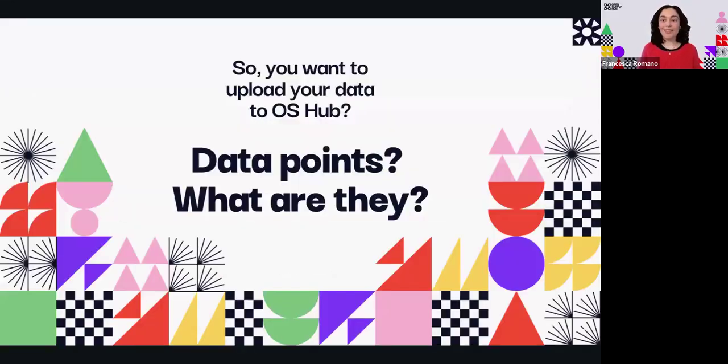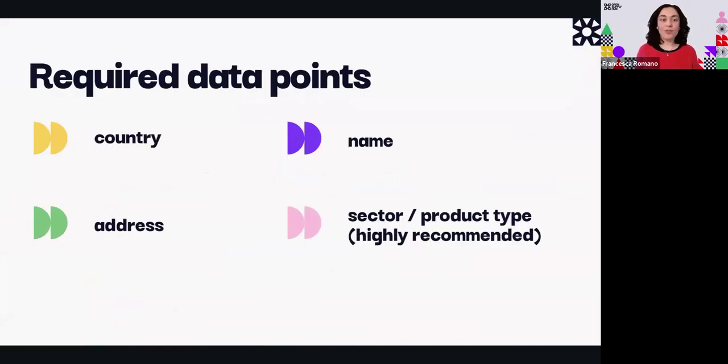So once you have your template ready, you will need to fill in your data. Now we are going to spend a little bit of time talking about all the data points that you will need. There are two groups of data points, required and optional. These are the required data points. It means that you must enter this data for each location that you want to upload. The sector and product type is not strictly required, but we highly recommend including the sector value. This is because if you want your facilities to be searchable on Open Supply Hub, filtering under the sector drop-down menu, this sector needs to have a value for it.